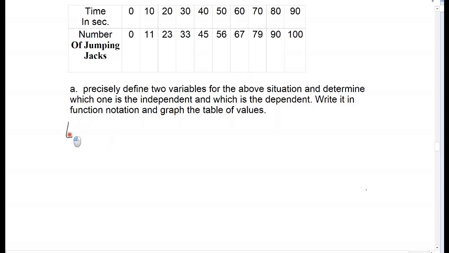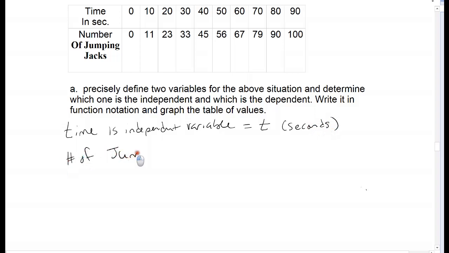So the number of jumping jacks depends on what time we look at in our study. And so time is the independent variable, which would be the x variable. I'm going to be a little more creative and use t for time, and that's in seconds. Which means the number of jumping jacks is my dependent variable, which would be the y value. I'm going to use capital J for my notation.